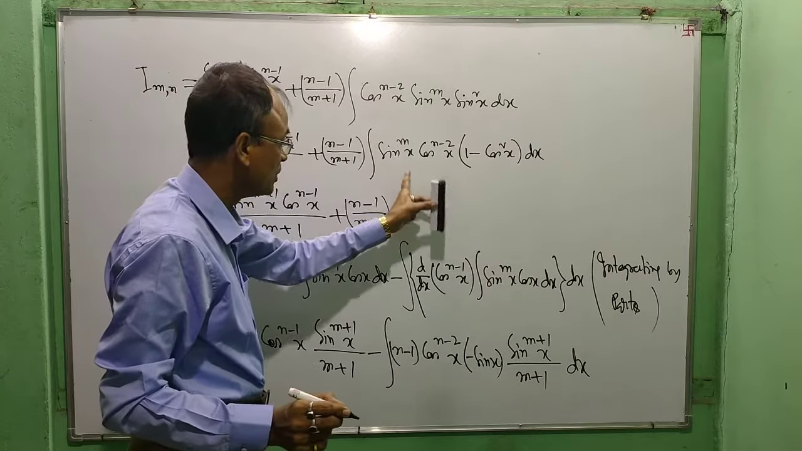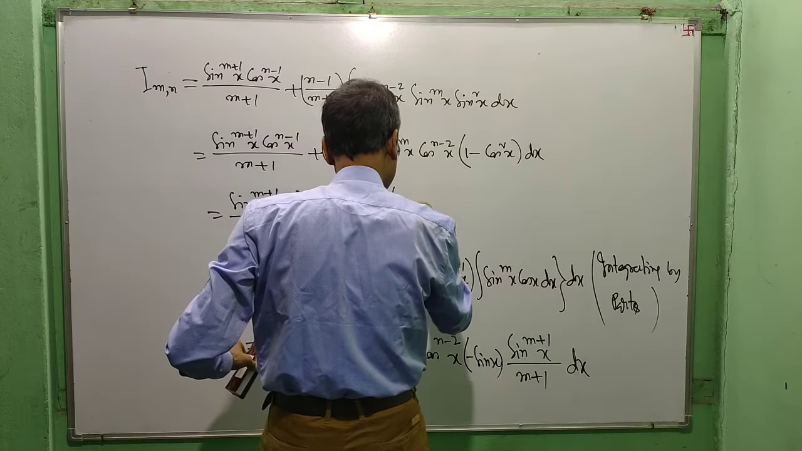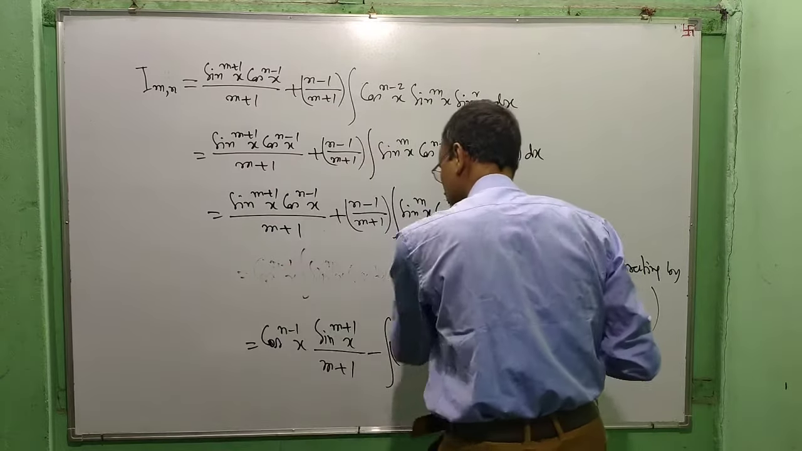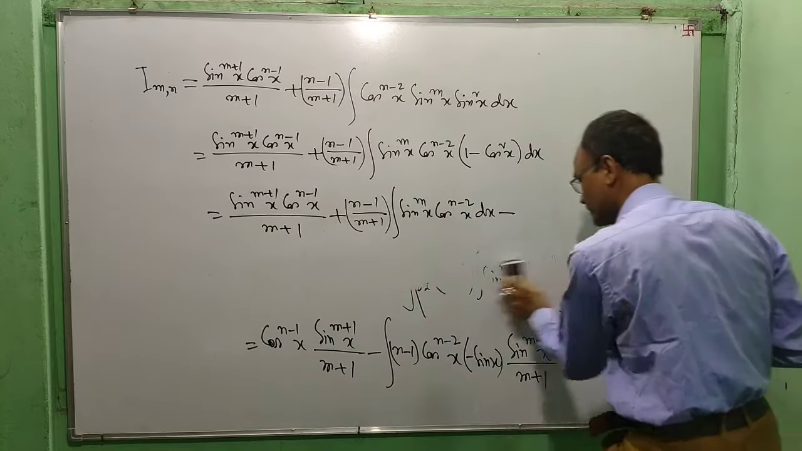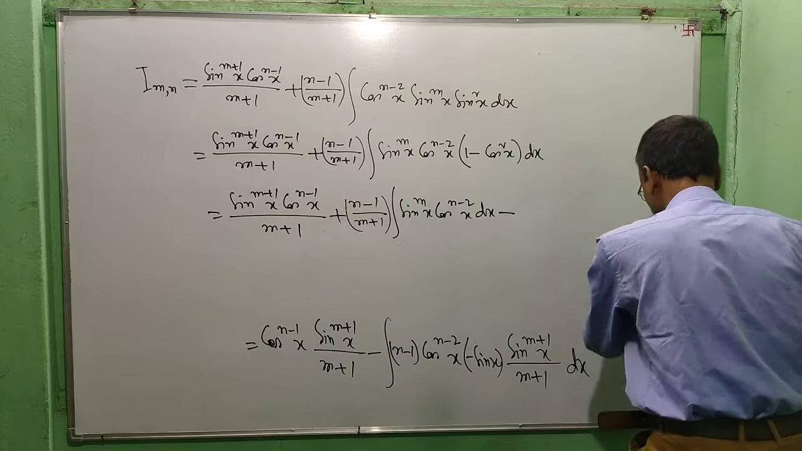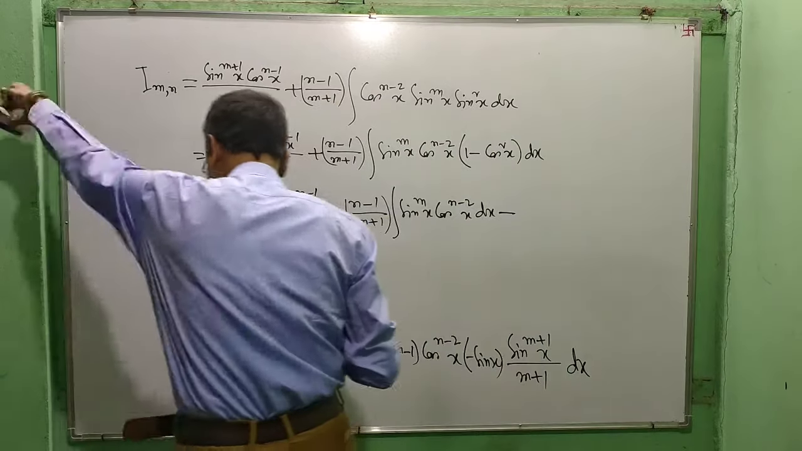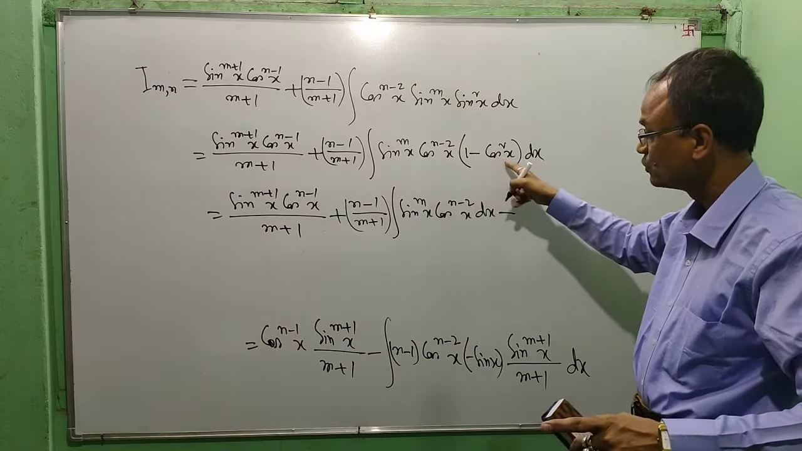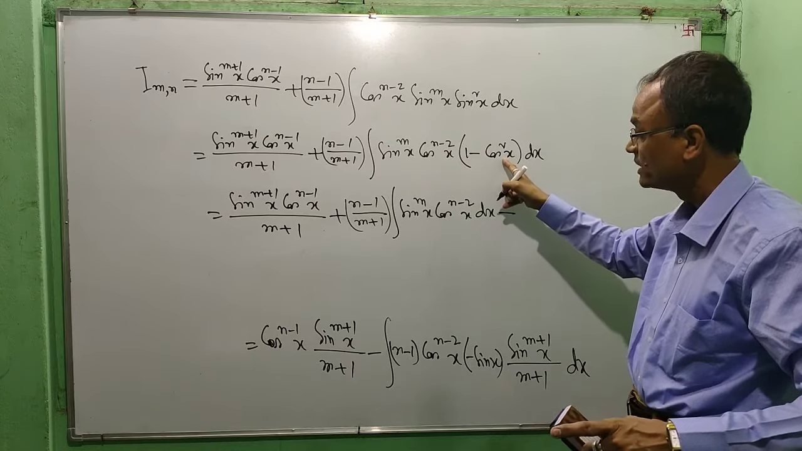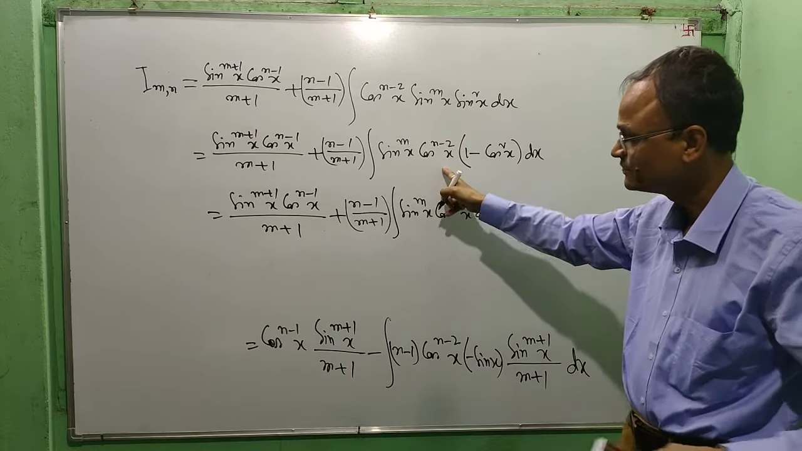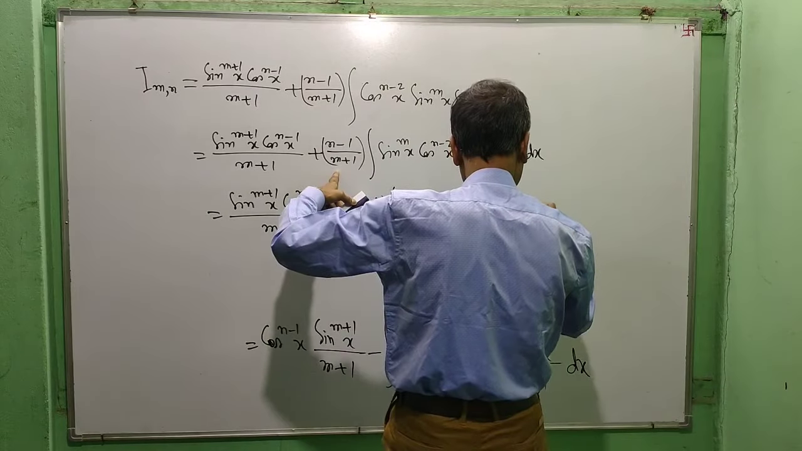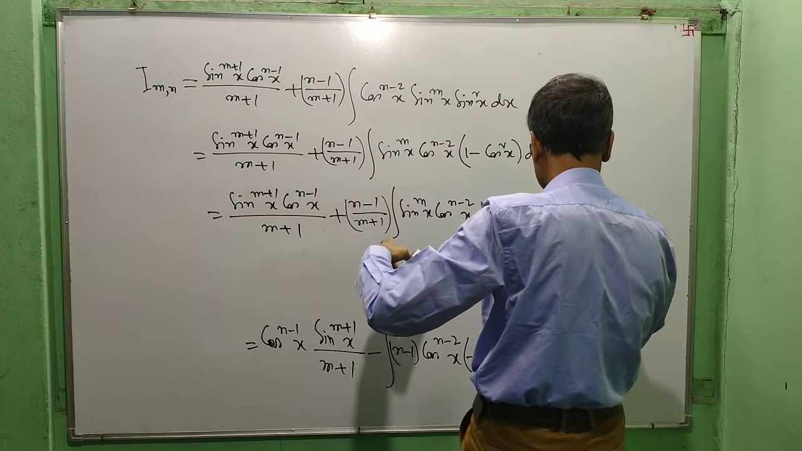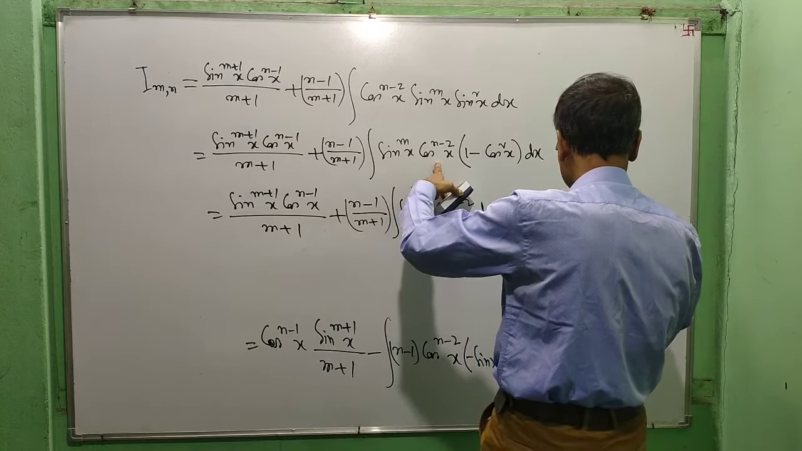This into 1 will be equal to this, means sine to the power m x cos to the power m minus 2 x dx minus. Now we'll write this into this: cos to the power n minus 2 x into cos square x will be equal to cos to the power n x minus n minus 1 by m plus 1 integration sine to the power m x into cos to the power n x.